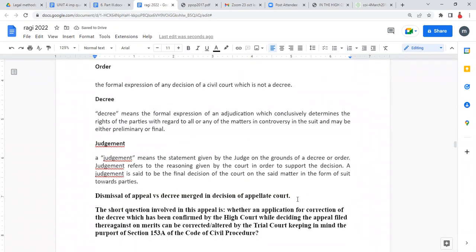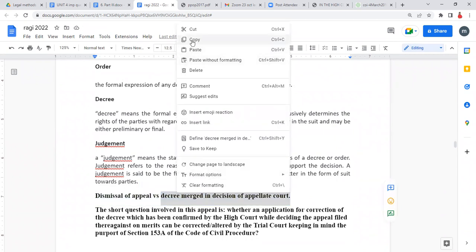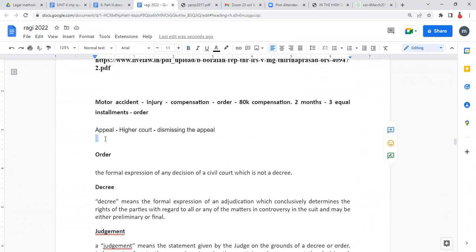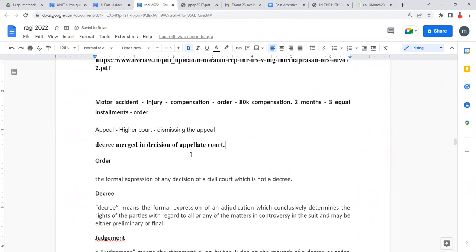Many times what might happen is decree merged in decision of appellate court. Decree is what? Where the court would mention in whose favor the case is decided, what they are entitled to and everything. So decree merged in decision of appellate court. When an appeal was filed, the higher court gave a decision, and in that decision they said that yes, this is what the lower court had said, this is how it has happened. The higher court also made some observations, but they gave a decision in such a way that the lower court's decree is merged in the decision of the appellate court.